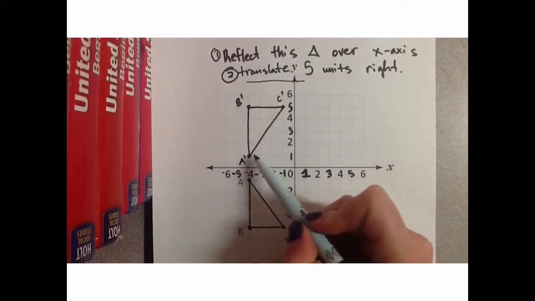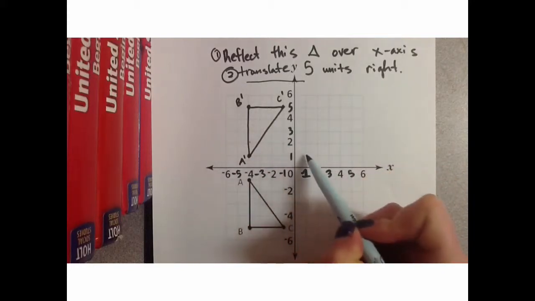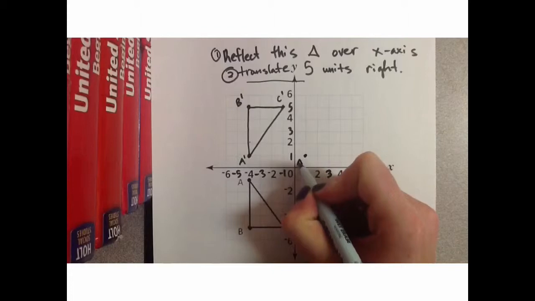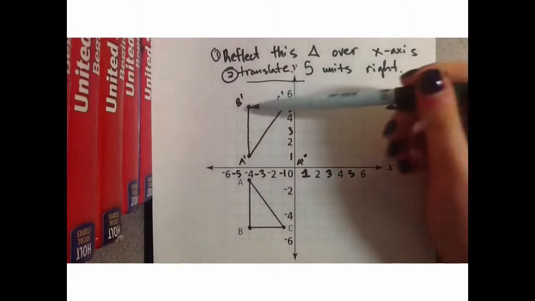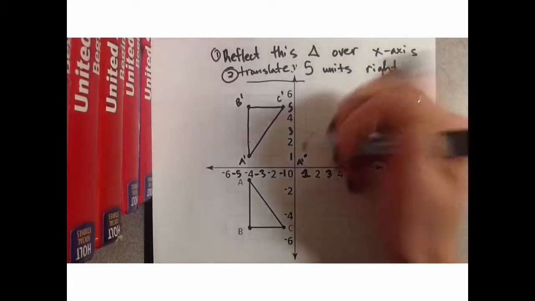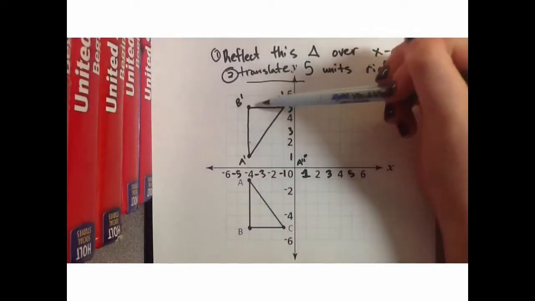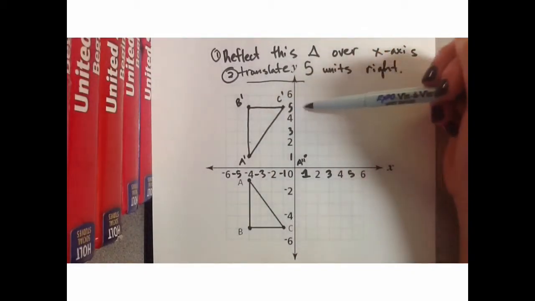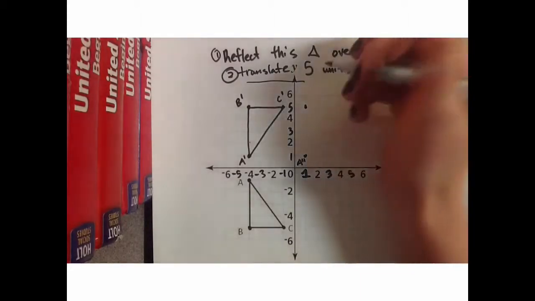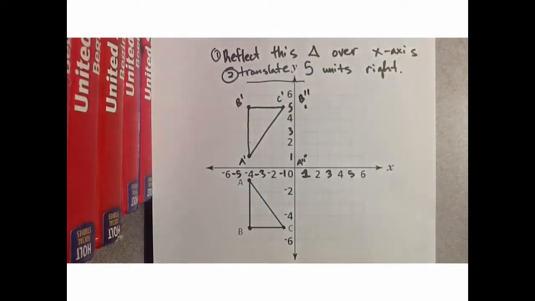So we'll just start with A. 1, 2, 3, 4, 5. That becomes A prime. I'm sorry, this becomes A double prime. Let's go up to B prime. 5 units to the right. 1, 2, 3, 4, 5. And that becomes B double prime.